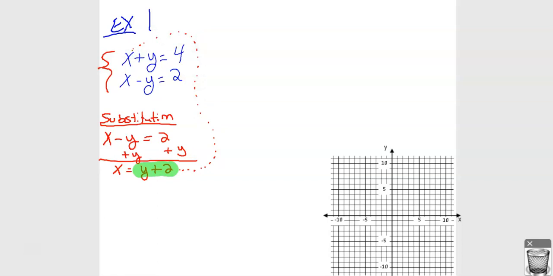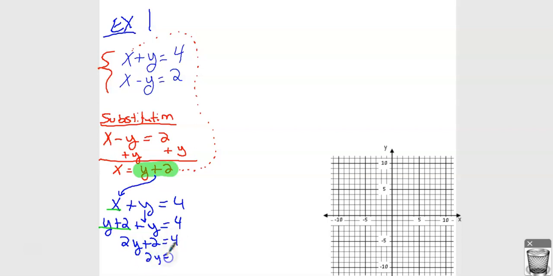So now I have the original problem, x plus y equals 4, but I'm going to substitute that in. I'm going to change that to y plus 2. And then I still have this plus y. Notice I substituted the x. Instead of x, I wrote y plus 2. And then I'm going to solve this. So that's 2y plus 2 equals 4, 2y equals 2, and y equals 1.